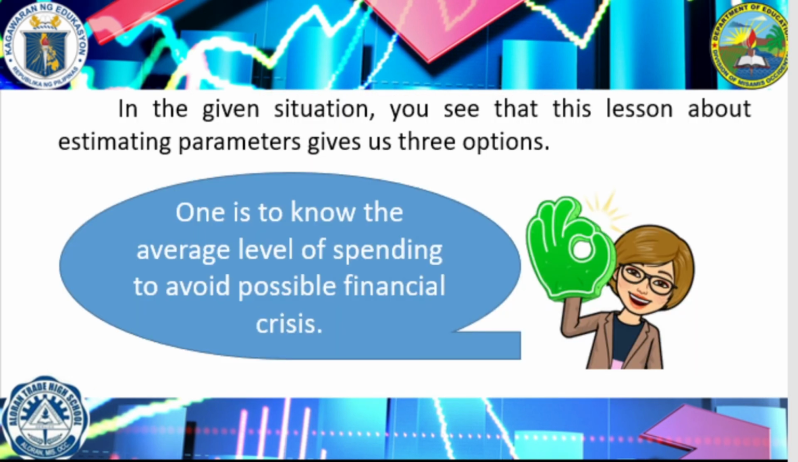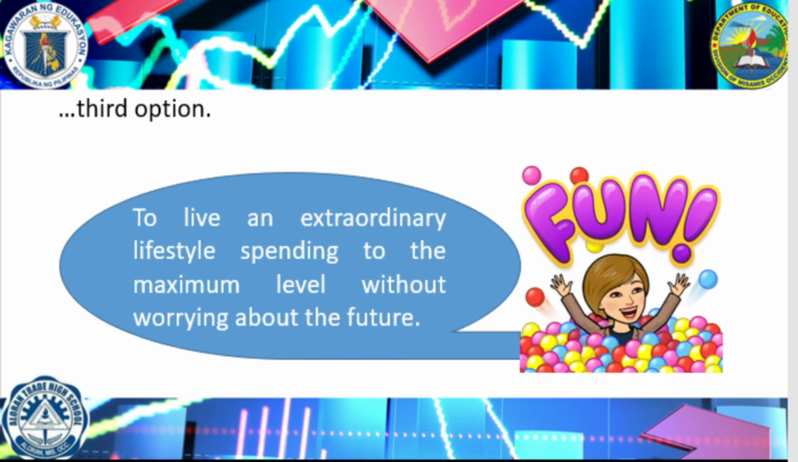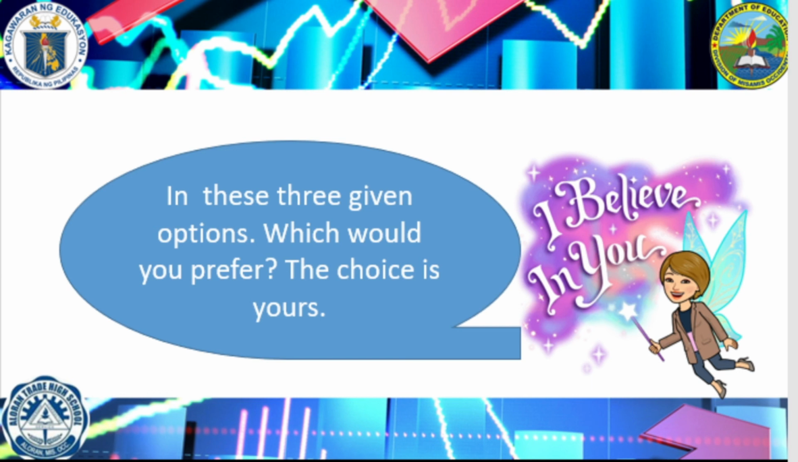So in the given situation, you see that this lesson about estimating parameters gives us three options. One is to know the average level of spending to avoid possible financial crisis. Second option is to know how to tighten our belt and spend to the minimum level in order to save for the future. Or the third option is to live an extraordinary lifestyle, spending to the maximum level without worrying about the future. So in these three given options or situations, which would you prefer? The choice is yours. I believe in you.